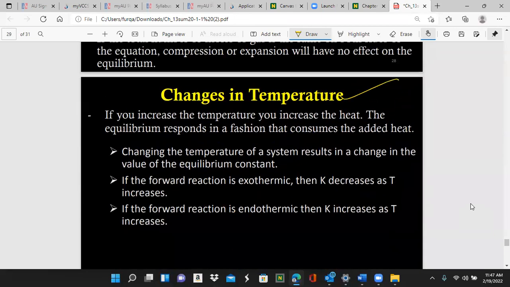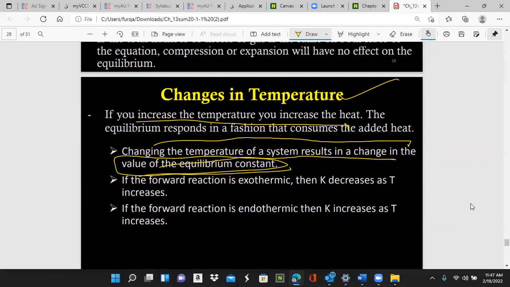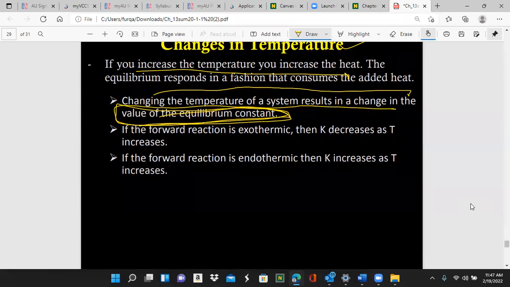As I said, changes in the temperature have the most significant effect. You increase the temperature, you increase the heat. The equilibrium responds in a fashion that consumes the added heat. Changing the temperature of a system results in a change in the value of the equilibrium constant. That is the only thing that changes. The concentration never changes the value of the equilibrium constant, but the temperature does.